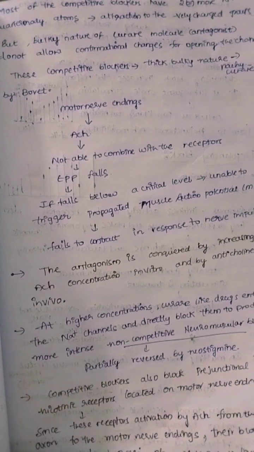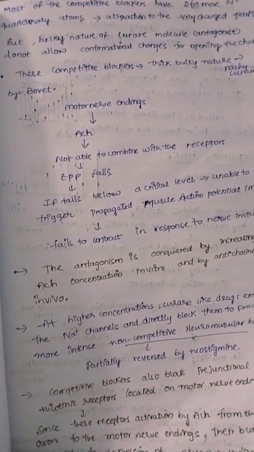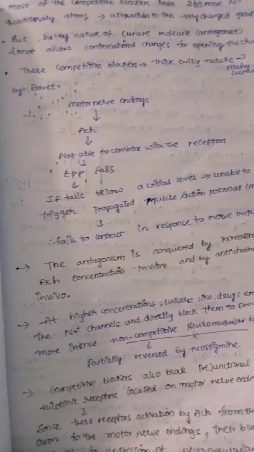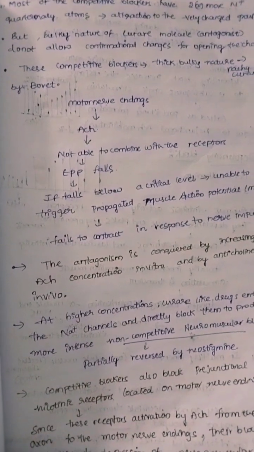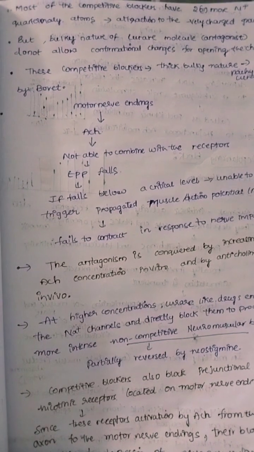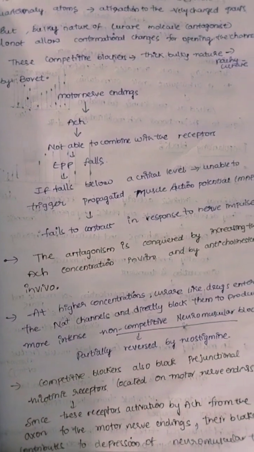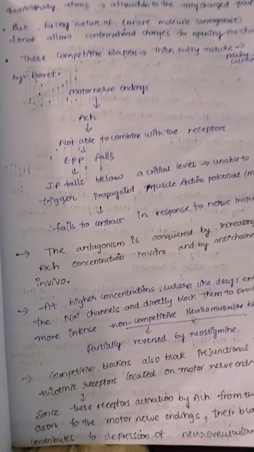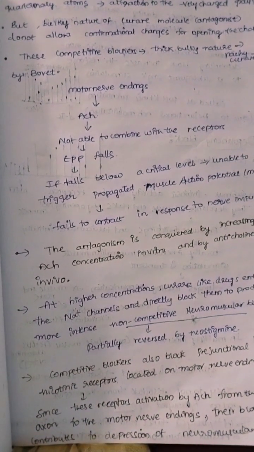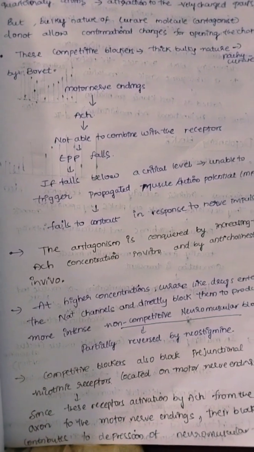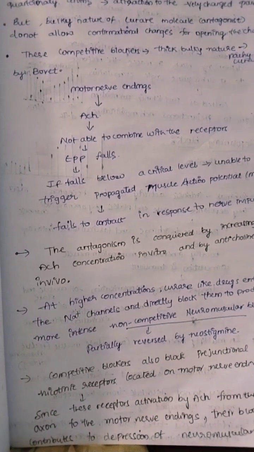Most of the competitive blockers have 2 or more N plus quaternary atoms, so they are attracted to negatively charged groups. But the opening is inhibited due to the bulky nature of the curare molecules. They only bind and do not cause the opening of the sodium channels. Because of this thick bulky nature, these competitive blockers are known as pachycurare, a term given by Bovet.